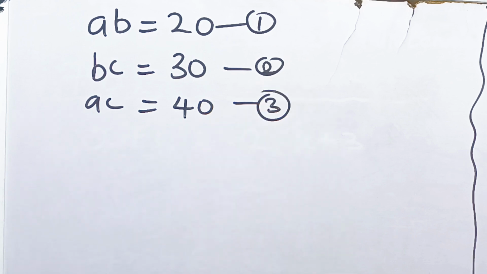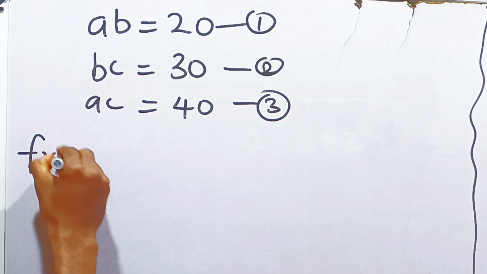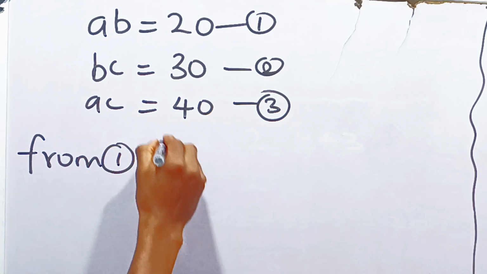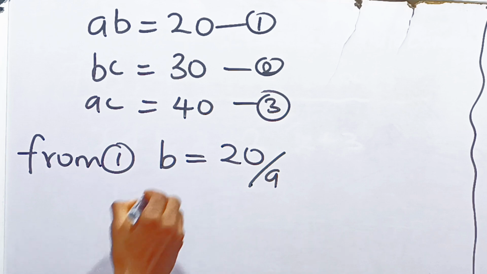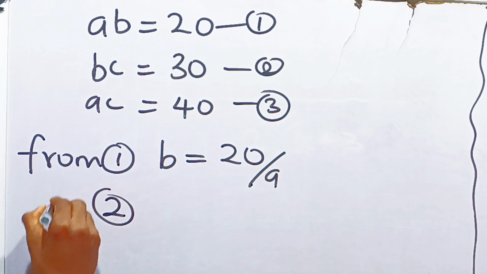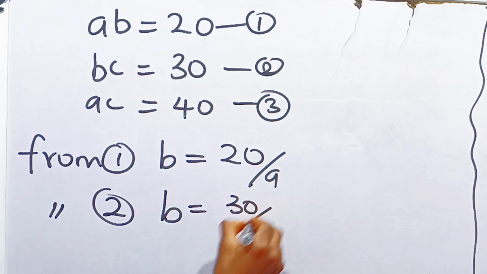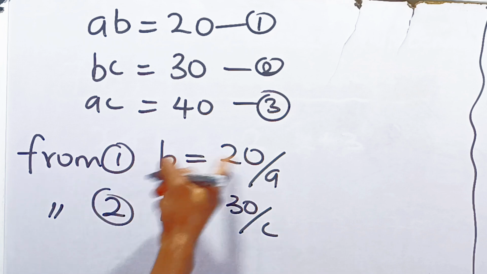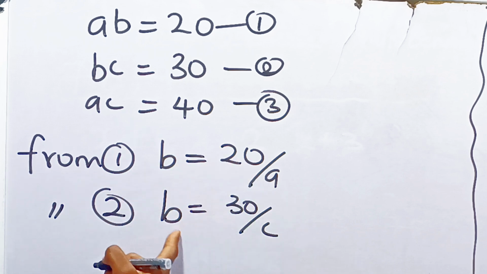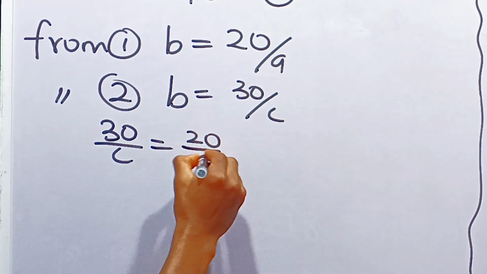Okay. Now, from equation 1, we have that AB is equal to 20. So I can say from equation 1 that B is equal to 20 over A. And from equation 2, we have that B is equal to 30 over C. Hence, since these two things are equal to B, it means that these two things are equal to each other. So we have that 30 over C is equal to 20 over A.